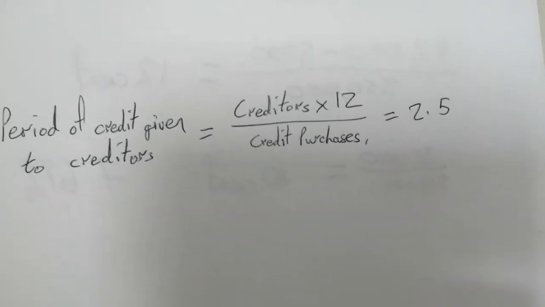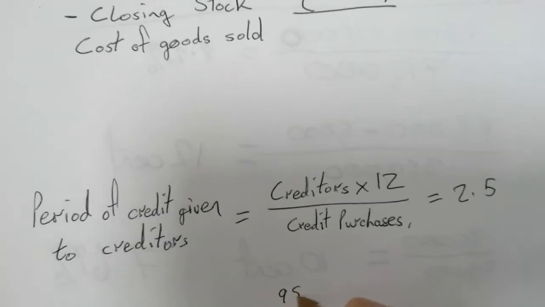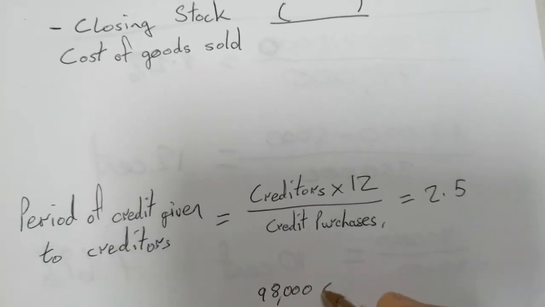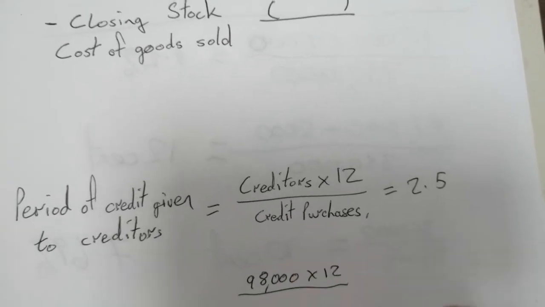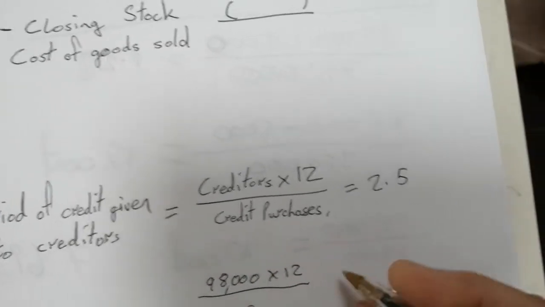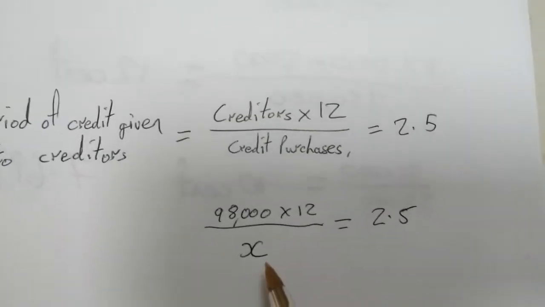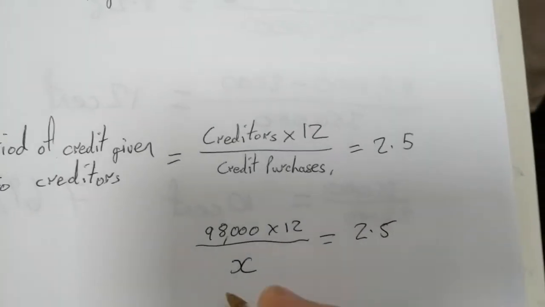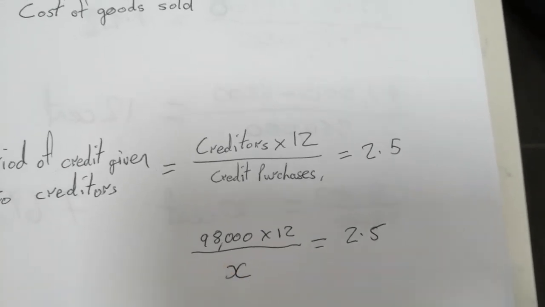So then if we take some of the information from the question, the creditors is 98,000. So we could say that 98,000 by 12 over, I'm going to say instead of credit purchases, I'm just going to call it X, is equal to 2.5. And however you solve for X, the way I do it is I cross multiply. I say 2.5X is equal to 98,000 by 12.